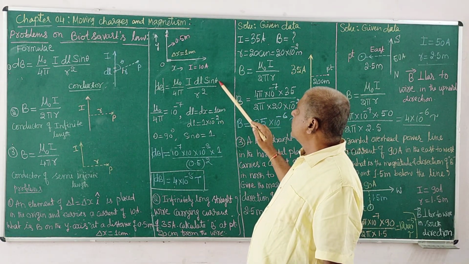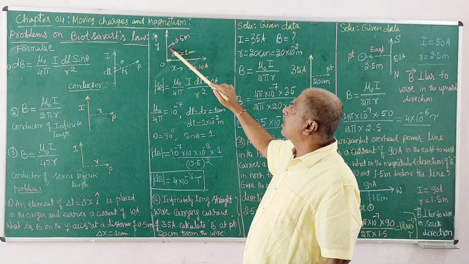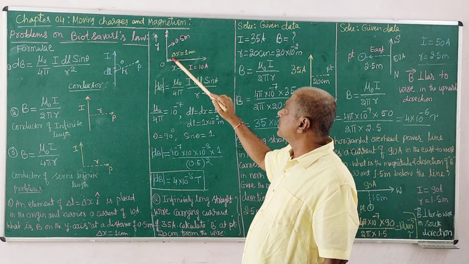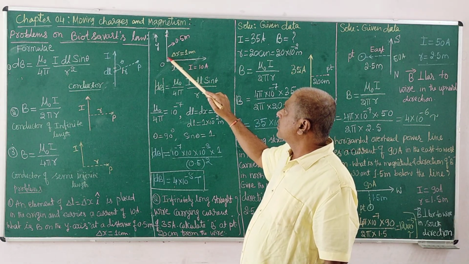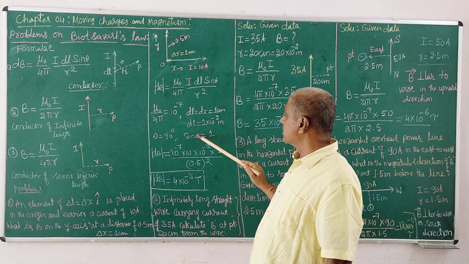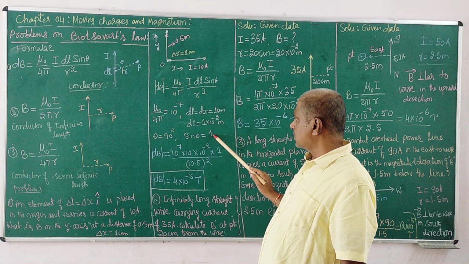And the theta value is understood. The angle between this line and this line, that is theta, is 90 degree. That is the r distance, that is a conductor here. Theta is 90 degree. Sin theta equals 1. Sin 90 equals 1.